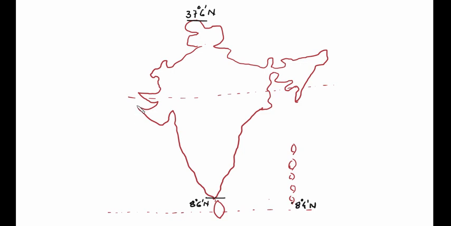Then the longitudinal extent is from 68 degree 7 minute east to 97 degree 25 minute east. This information gives us that India lies in northeast hemisphere. Okay, so the question comes, in which hemisphere India lies?